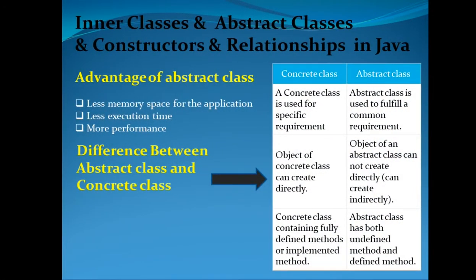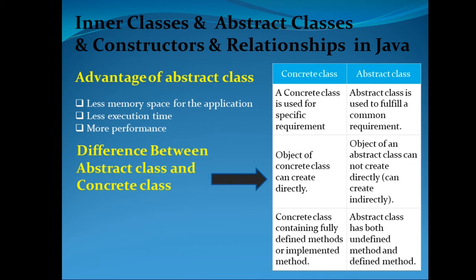So the advantages of abstract class: less memory space for the application, less execution time, and more performance. So what is the difference between abstract class and concrete class? Here are the differences. A concrete class is used for a specific requirement. Abstract class is used to fulfill a common requirement.